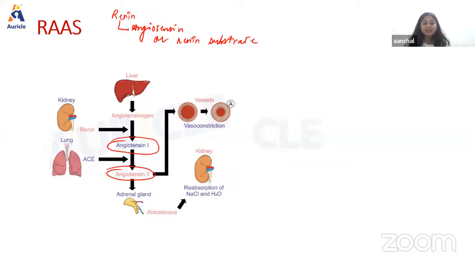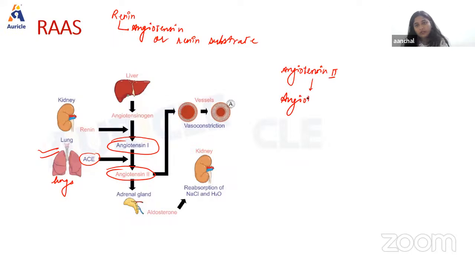Now, this is by the activity of the enzyme known as ACE. ACE is the angiotensin converting enzyme, and this is secreted from the lungs. Most of the conversion of angiotensin 1 into angiotensin 2 takes place inside the lungs. Now, angiotensin 2 has a short lifespan of about 1 to 2 minutes. Then it is rapidly degraded into a heptapeptide, which is known as angiotensin 3. So this angiotensin 2 is converted into angiotensin 3.